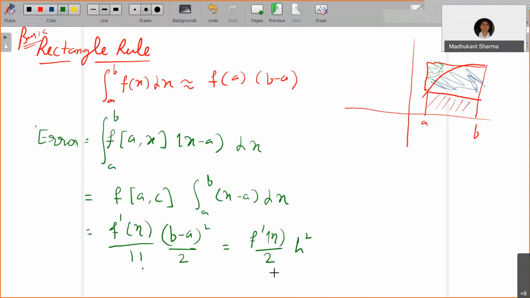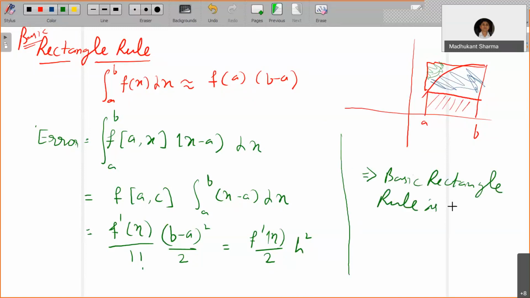Similarly you can write the composite rectangle rule. So this implies the basic rectangle rule is exact only for constant degree polynomials, meaning 0 degree polynomials.